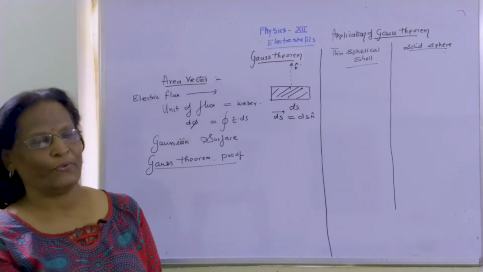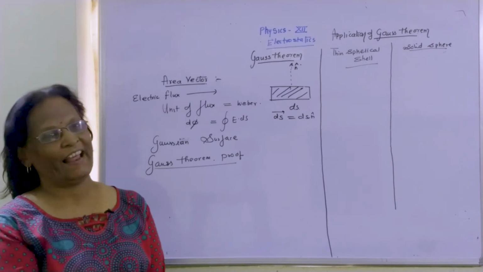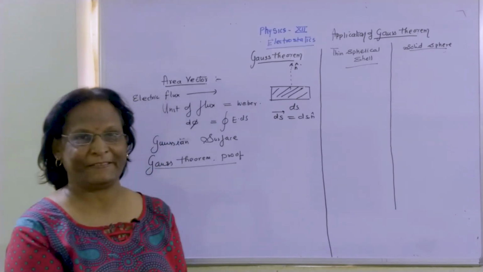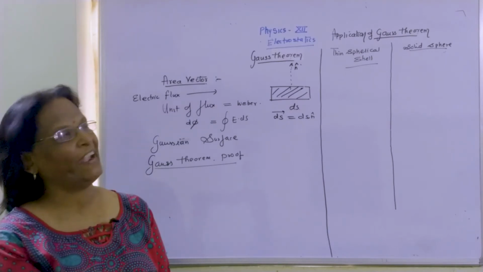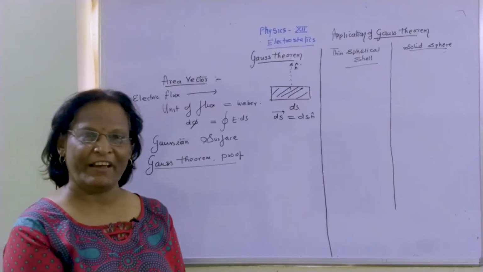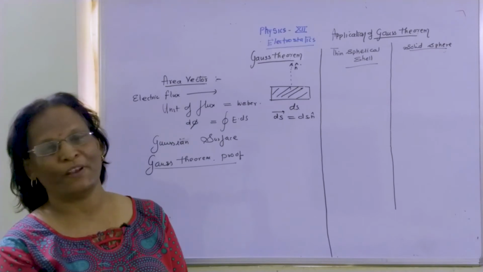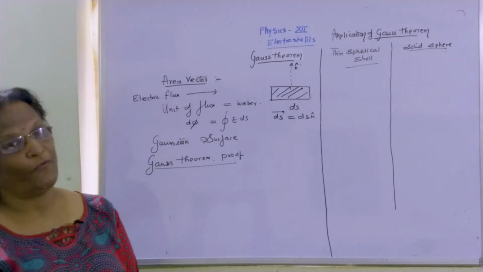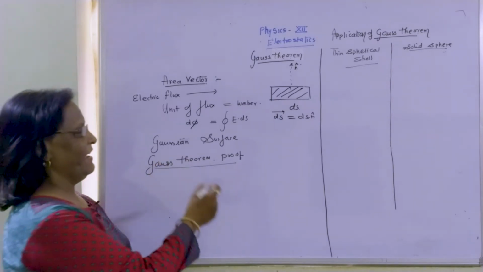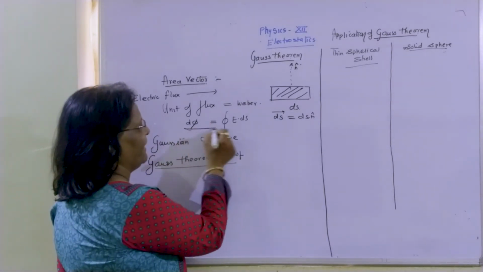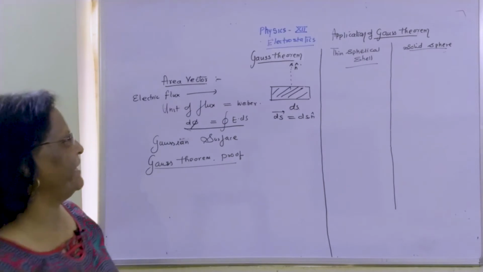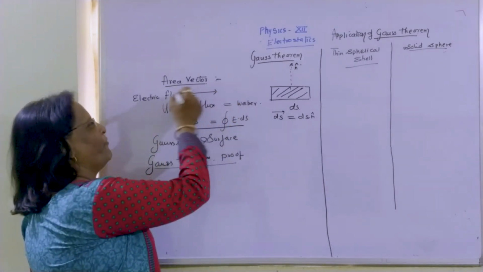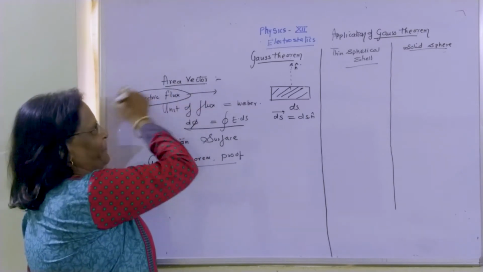If it is not so, what happens? This electric field has to be resolved into two components, and the component which is along the area vector will only be responsible for electric flux in that particular region or vicinity, you can say. Now that we have studied the area vector, we come to the concept of electric flux.